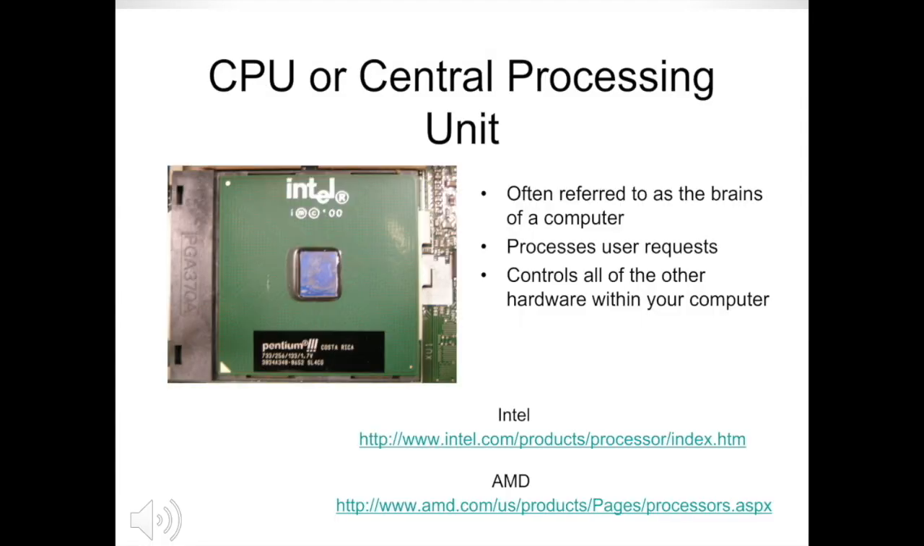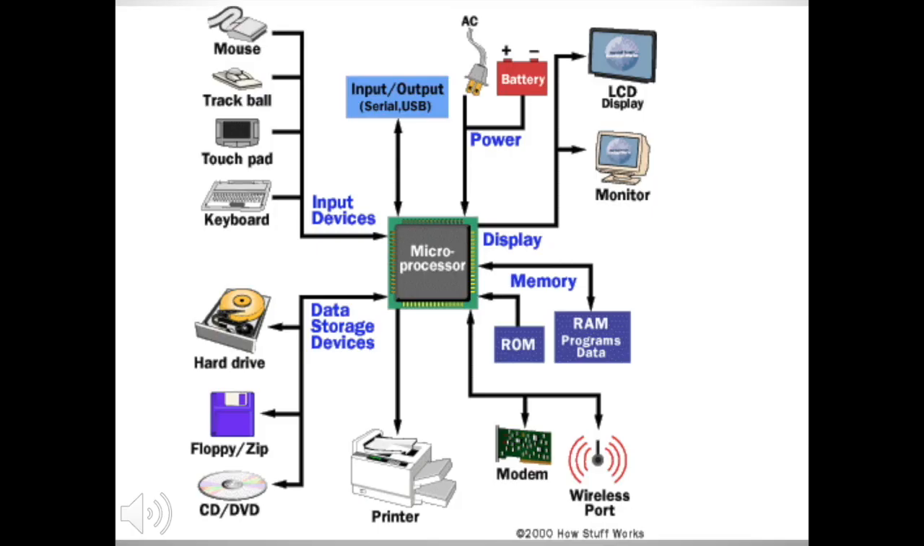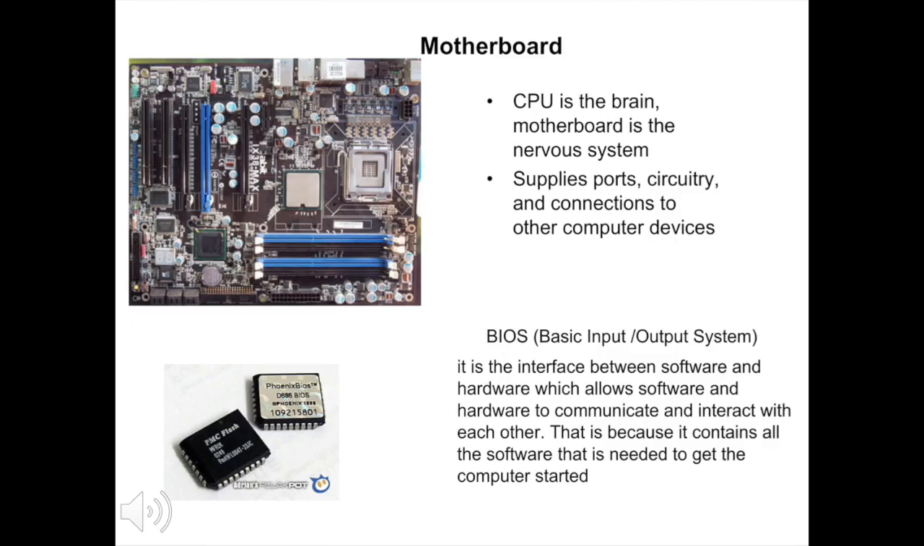Here is a picture of a central processing unit. This small topography map shows how the CPU or processor controls all computer functions, such as the monitor, keyboard, modem, printer, hard drive, etc. The motherboard houses the CPU and acts as the nervous system for the computer. It supplies ports and circuits to other computer components or peripherals. BIOS contains all the initial commands at computer startup.